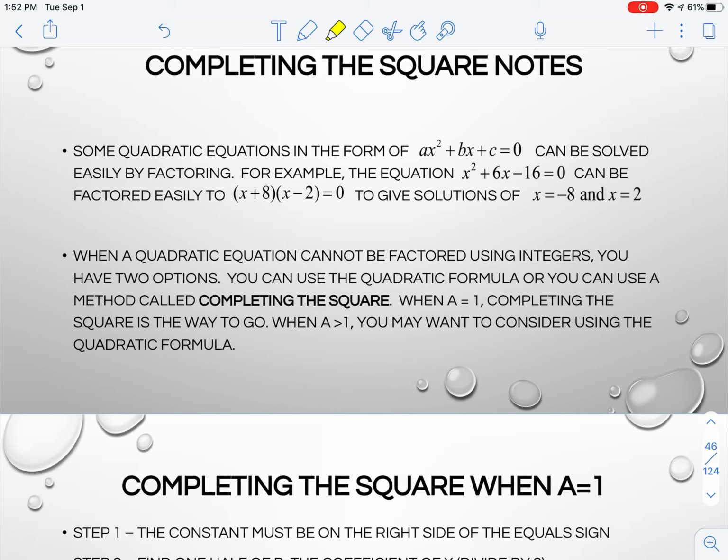We're going to do it two ways. One way, when the a value is 1, it's a lot easier. The second way is when the a value is not 1. You can still use the method of completing the square. We're going to do a couple examples, but that's where the quadratic formula might be introduced because that might be a little cleaner to use. Once we lay out all of our procedures on the table, our different methods, then you get to choose which method you feel is the most convenient for that situation.